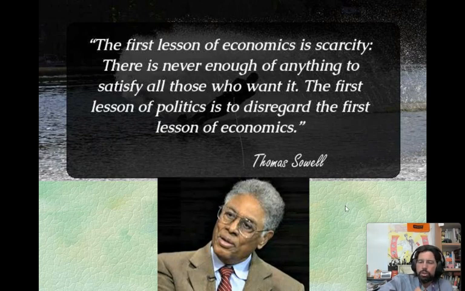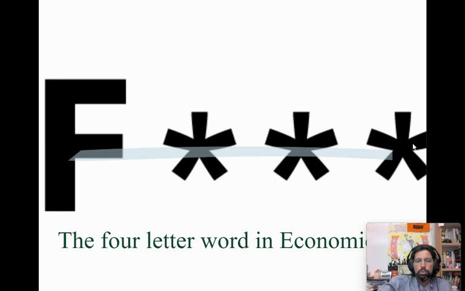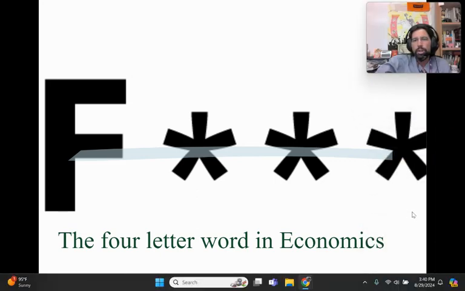And Thomas Sowell, a famous Stanford economist, said the first lesson of economics is scarcity. There's never enough of anything to satisfy all those who want it. The first lesson of politics is to disregard the first lesson of economics. Scarcity exists no matter whatever anybody else tells you otherwise. Okay. So when you get into things like we need to preserve the environment at all costs, please remember, I want to save the environment too, but it is costly. And those trade-offs may not be worth it. And you might say, well, it doesn't cost anything to do simple little things to help the environment. No, it does. There is no free. When you make a choice, there is a cost to that choice.